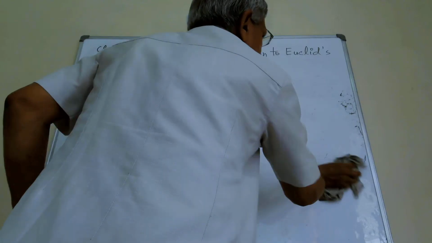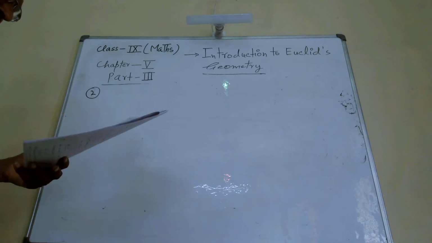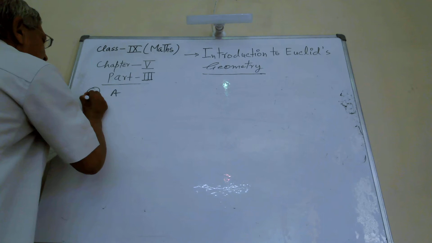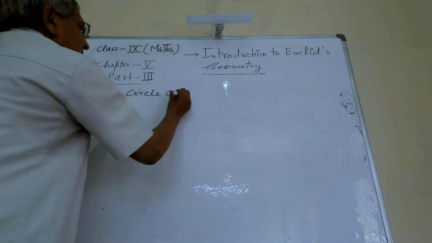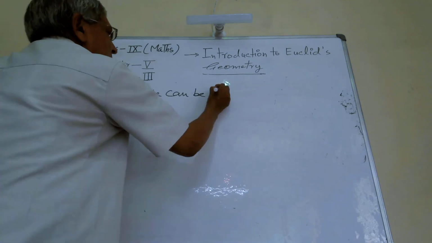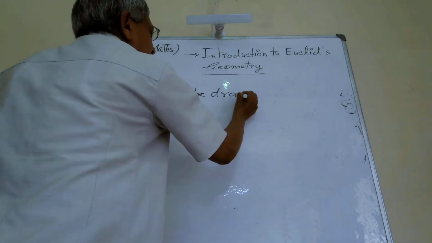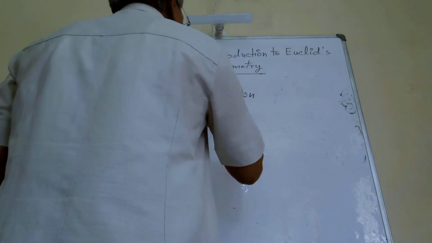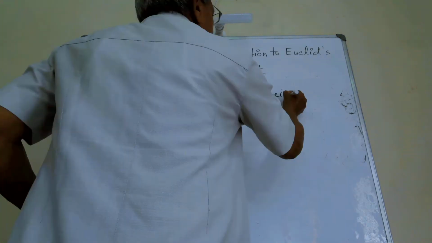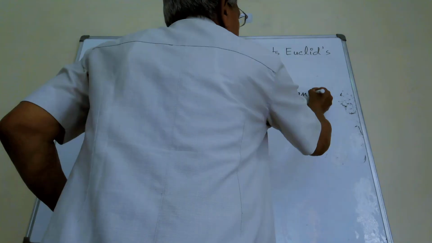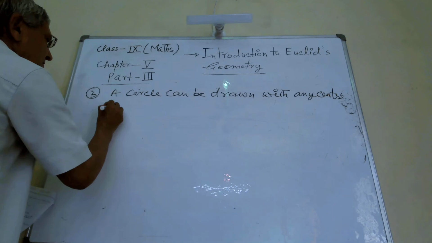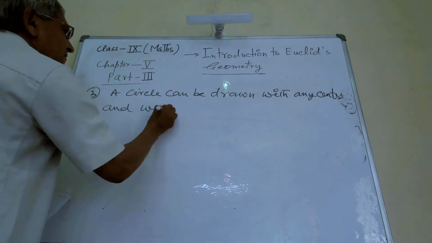Third postulate. What is the third postulate? A circle can be drawn with any center and any radius.